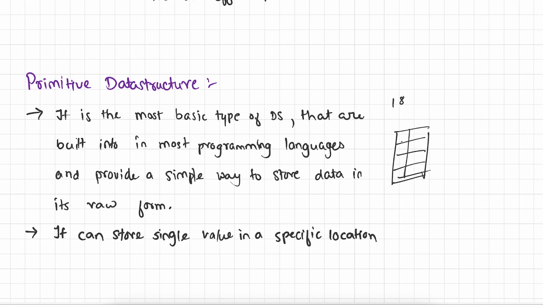And if you want to store 18 in the RAM, it is going to store 18 here at a specific location. It's never going to happen that it stores 1 here and 8 here. So this is the main property of primitive data structures: that it stores only a single value, and that single value is 18, and it stores it in a specific location. Okay, so far so clear.